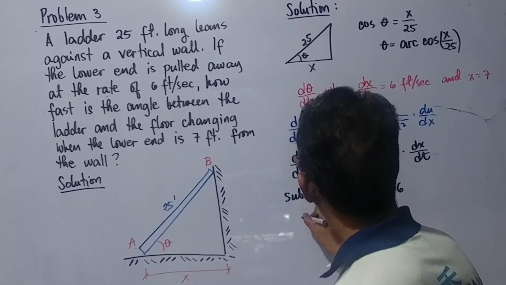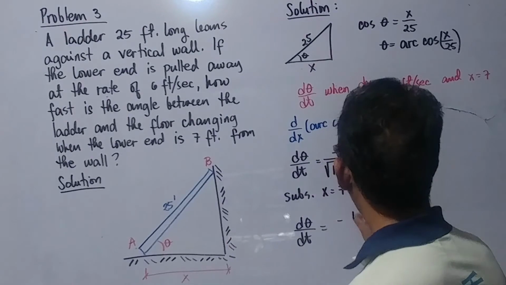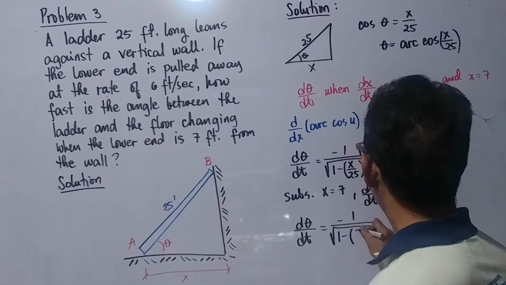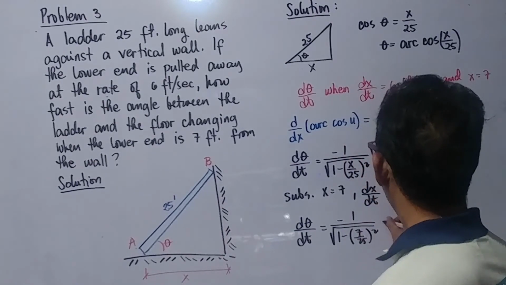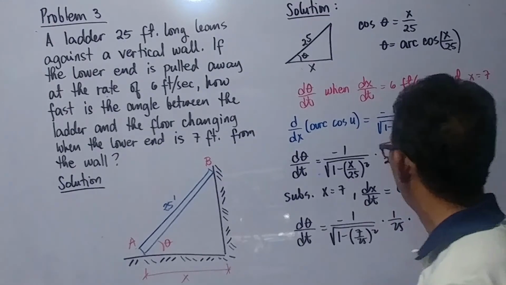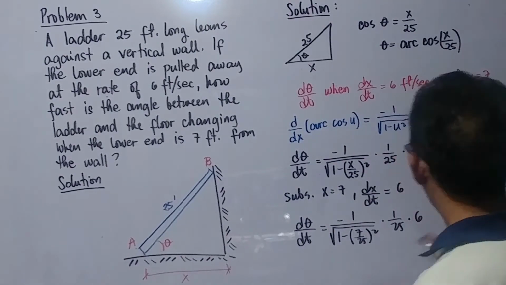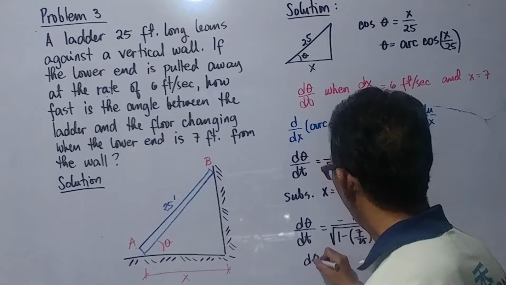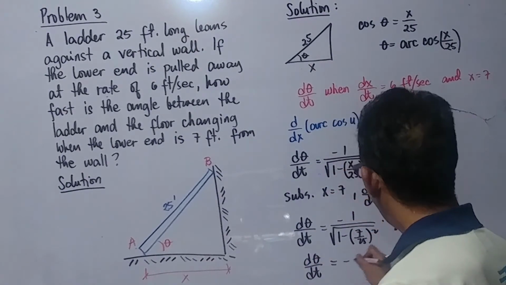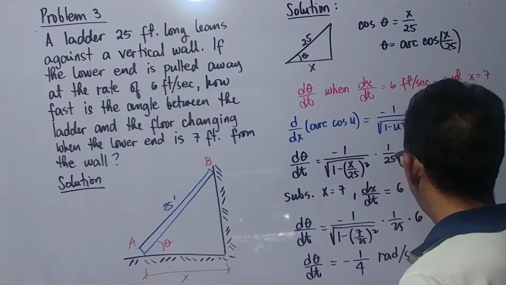So our d theta dt equals negative 1 over the square root of 1 minus 7 over 25 squared times 1 over 25 times 6. So we have now d theta dt is equal to negative 1/4 radian per second.